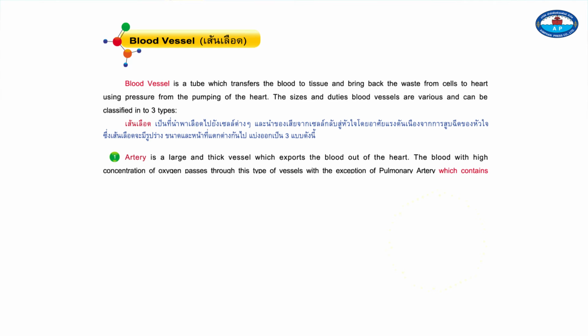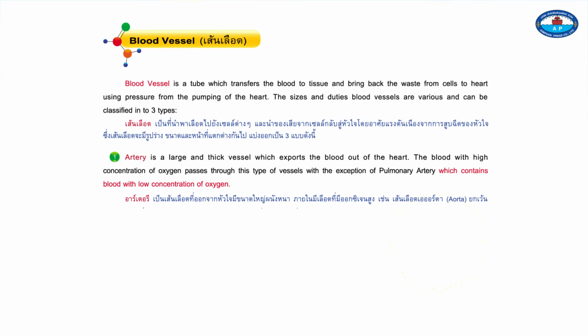1. Artery is a large and thick vessel which exports the blood out of the heart. The blood with high concentration of oxygen passes through this type of vessel, with the exception of pulmonary artery, which contains blood with low concentration of oxygen.